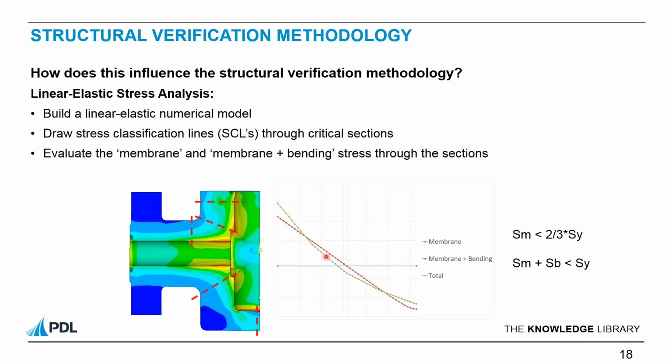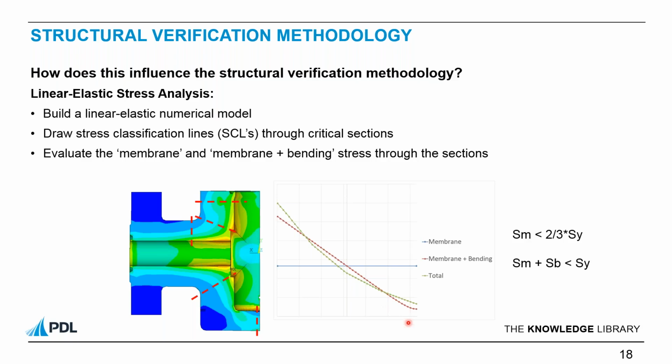So that stress is shown here in green on this line. We then take that stress and apply stress linearization techniques to extract the membrane stress, shown here in blue, which is the average stress through the wall section, and the membrane plus bending stress, which is this red line here. The membrane plus bending stress accounts for the membrane and the bending component, but excludes any effects from peak stress components and structural discontinuities, because these are less important for sectional strength.